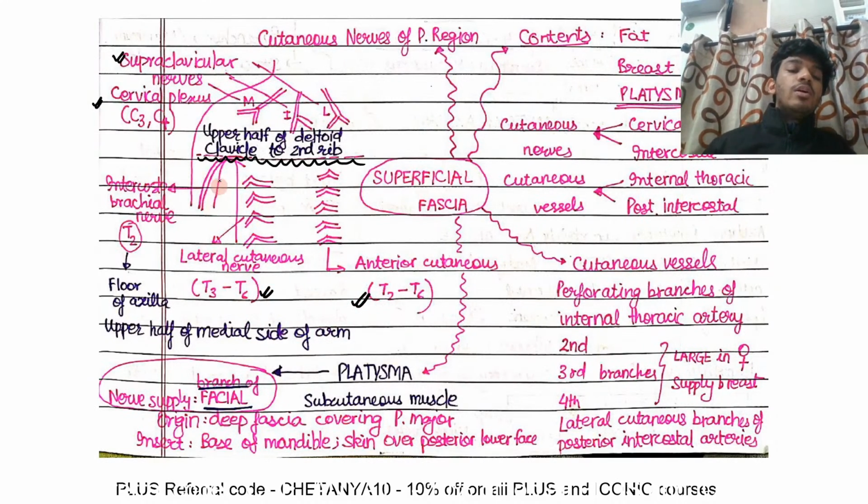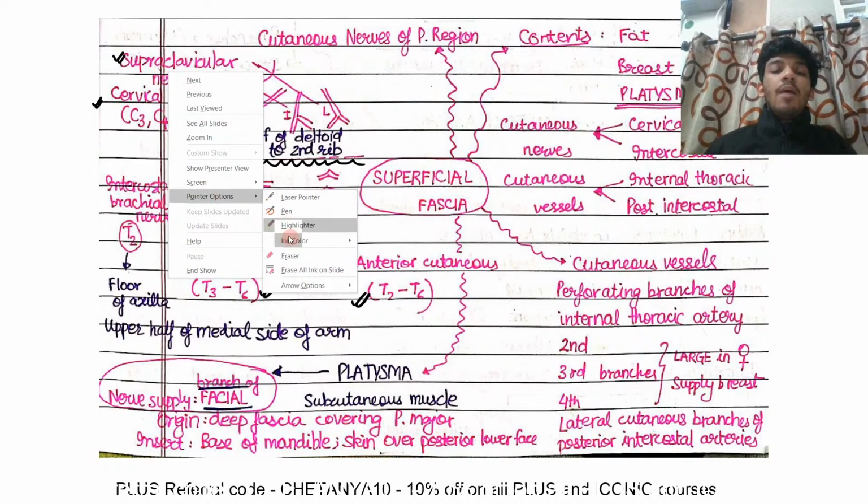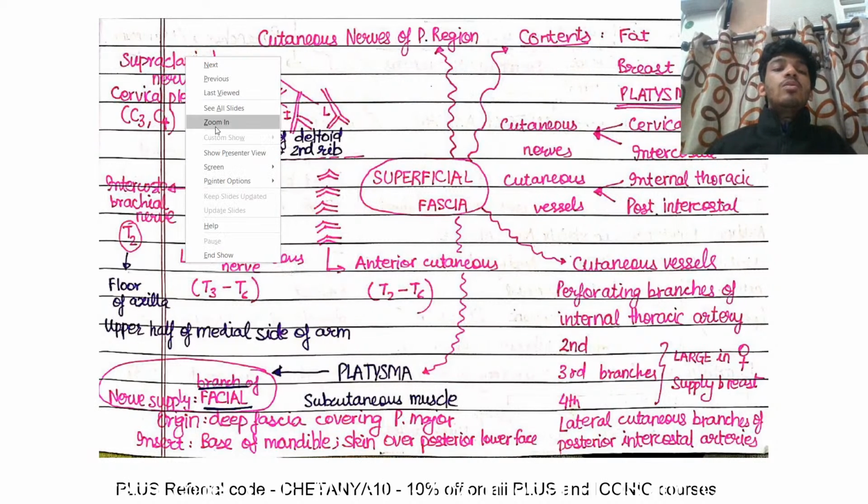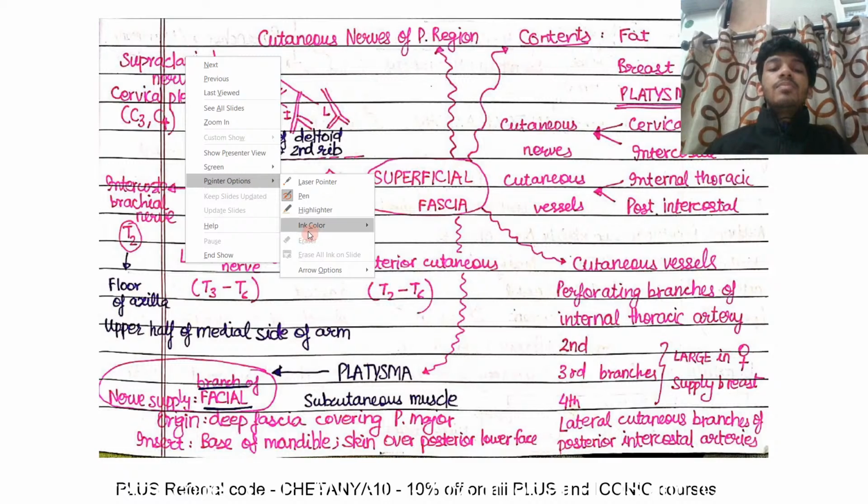Then there is one very important nerve that you know about that supplies the floor of the axilla. So basically I said that the T2 dermatome is very sharply present here when you talk about the level of the axilla or the second rib.